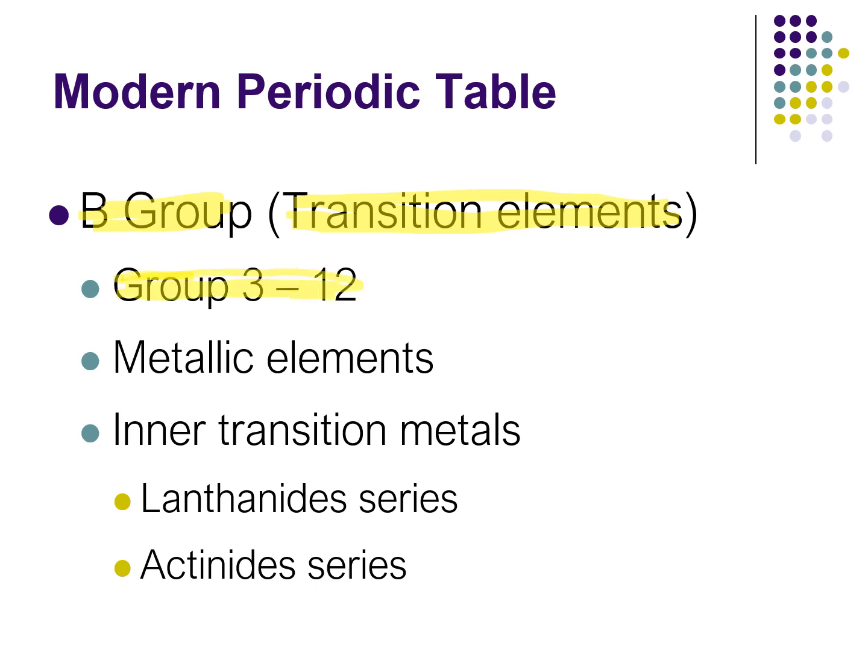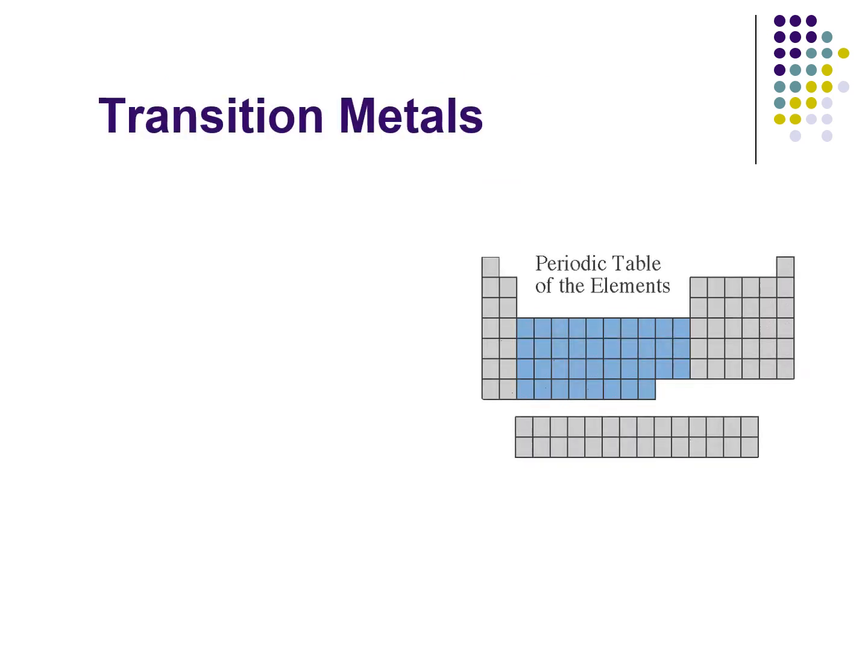Now, some notes about the B group. First is that all of them are metallic elements. Okay? And aside from that, it includes the inner transition metals, which are the lanthanides and the actinides series. Mamaya ituturo ko kung nasan yung inner transition metals, yung lanthanides and actinide series. Okay. So, the transition metals, ayan.